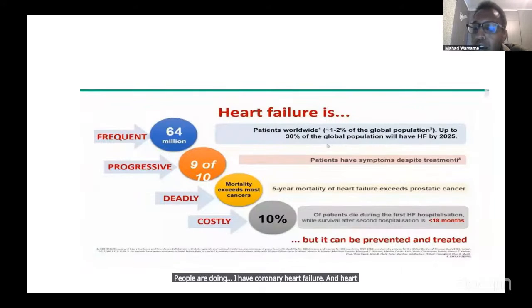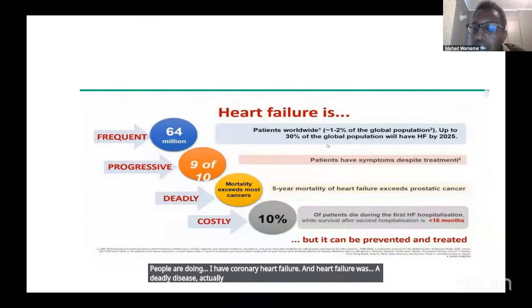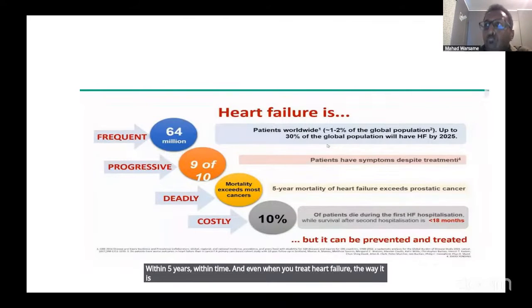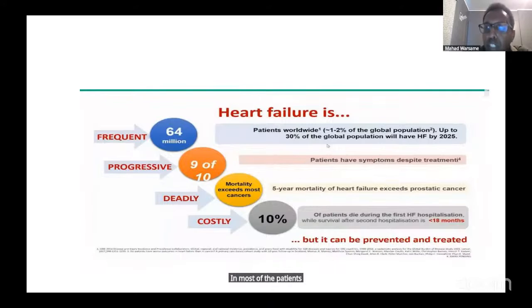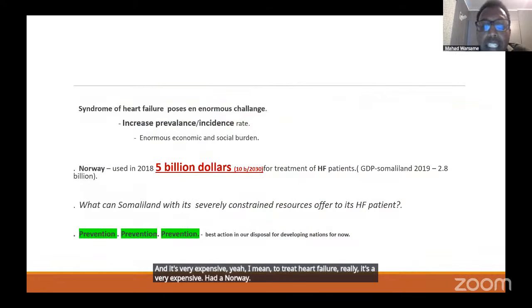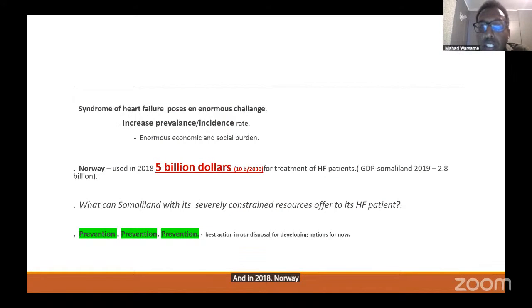And heart failure is a deadly disease with high mortality. Almost 50% of people with heart failure die within 5 years. Even when you treat heart failure, it is a progressive disease, it does not stop. Even if you give optimal treatment, most of the patients will continue to get worse. And it's very expensive to treat heart failure. In Norway, in 2018, they spent $5 billion just to treat heart failure patients.